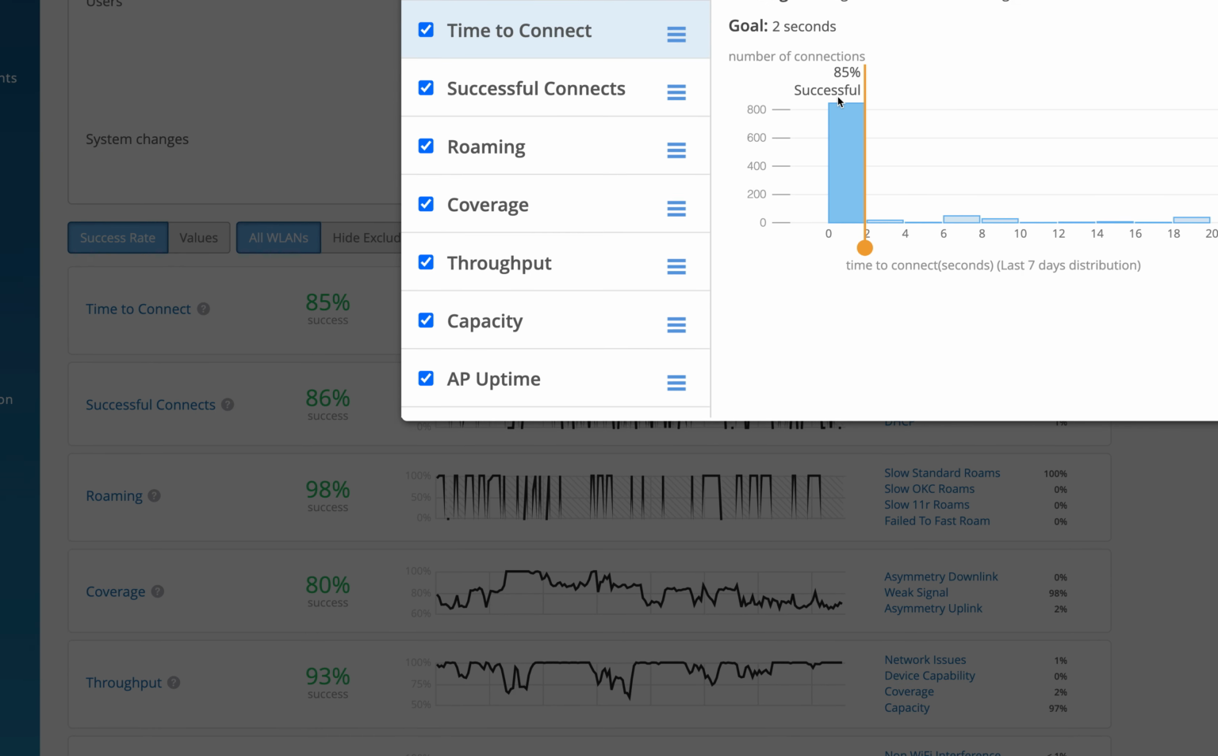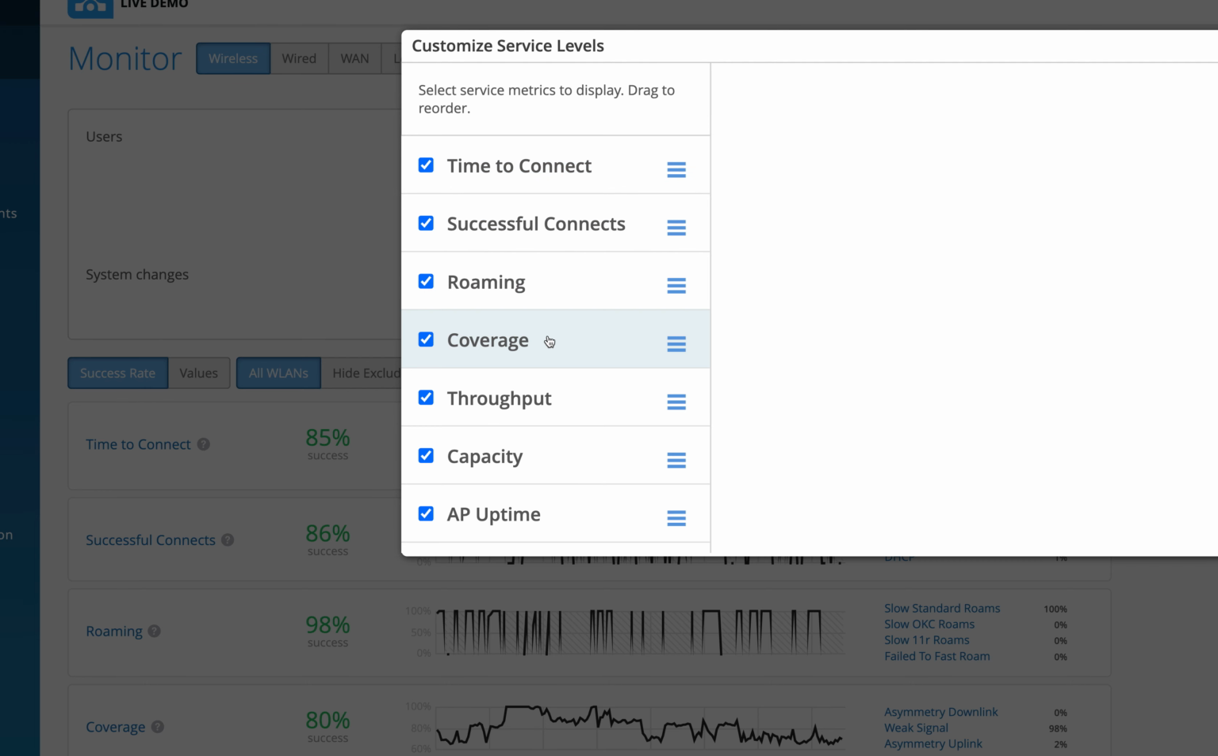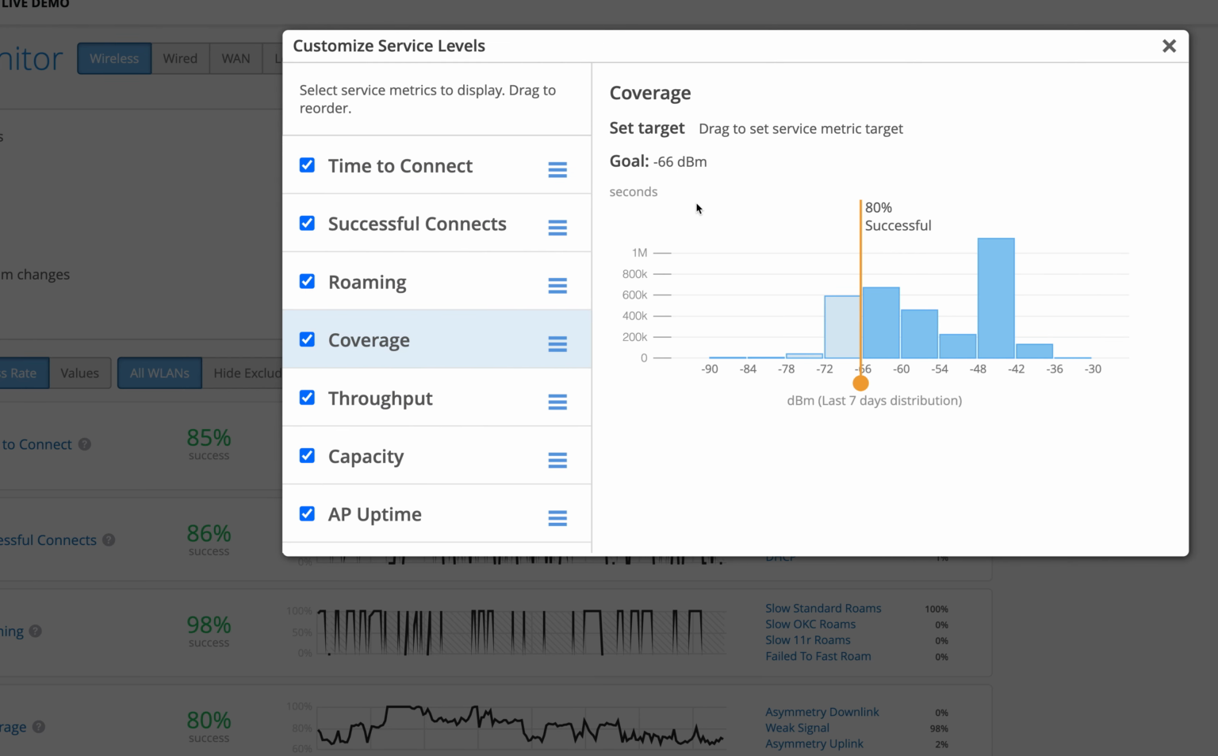If I click on that, I get the option to set the threshold. So my goal is minus 66 dBm, which basically means any client on the network should be at minus 66 dBm at all times, whether he's at the cell edge or at the center of the cell. Anywhere he should be able to meet this requirement. I can of course drag the slider and change my goal if I want to, which is possible, but I'm good this way. Let me just keep it at minus 66 dBm.